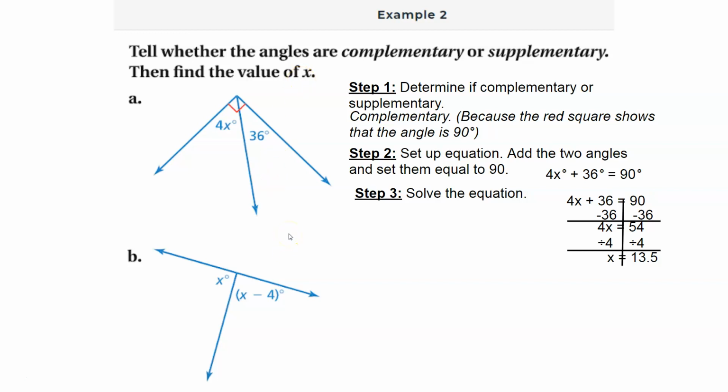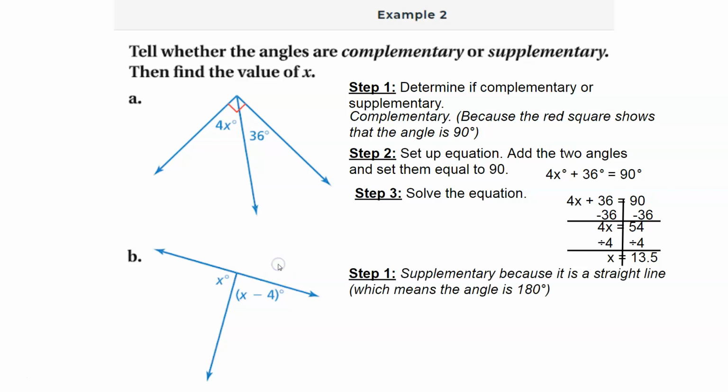Now for part B. Again, you can pause this video at any point to write down if you need to catch up. Part B, step 1, was to determine if it is complementary or supplementary. Now, over here in part B, I see this straight line. Doesn't look like it curves at all. What that tells me is that this is 180 degrees, and every straight line is 180 degrees, which is supplementary. So part B is a supplementary angle.